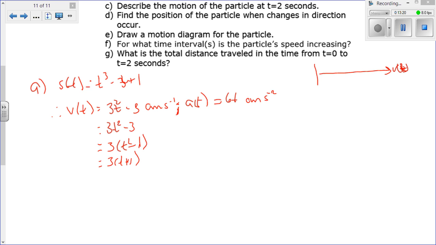So that's 3 times t plus 1, t minus 1. So t is equal to negative 1, and t is equal to 1. But the original problem tells us that our t is greater than or equal to 0, so I don't care about the negative 1. I just need to worry about 1.